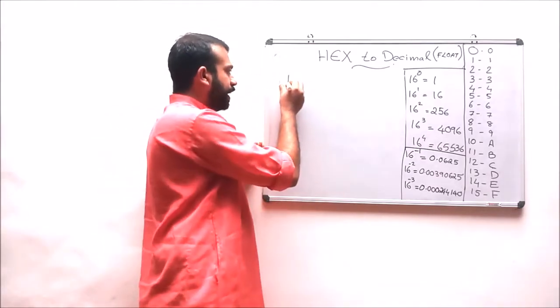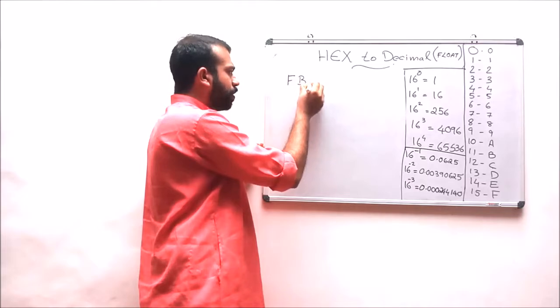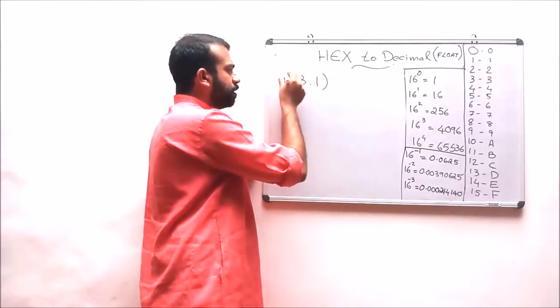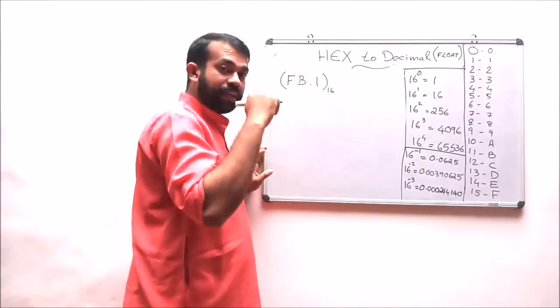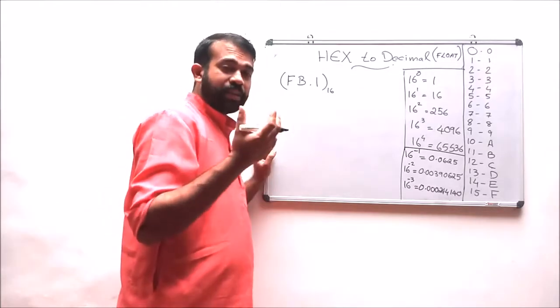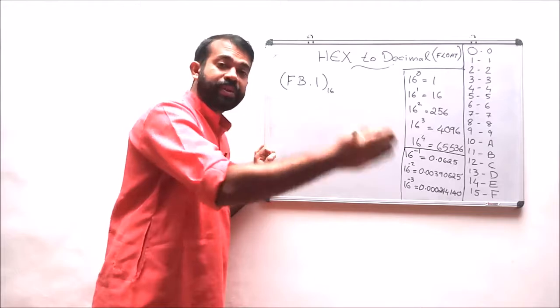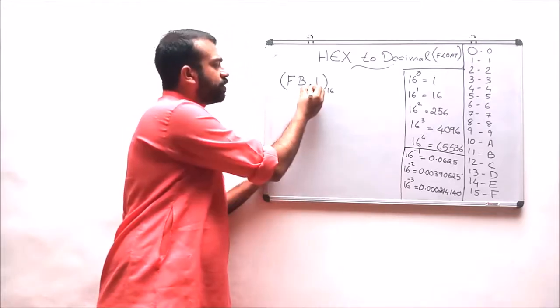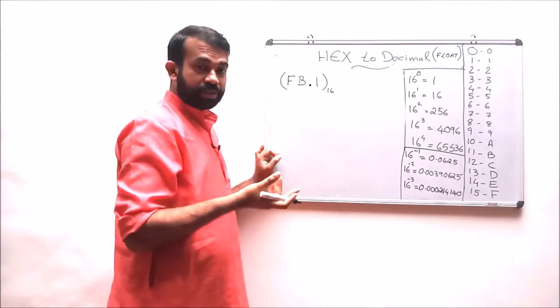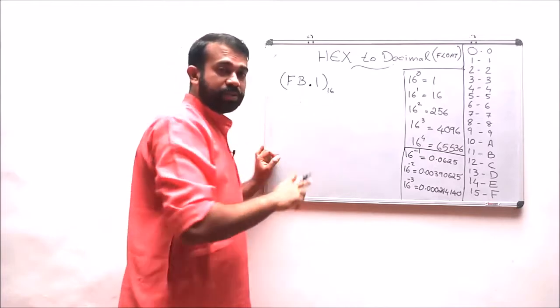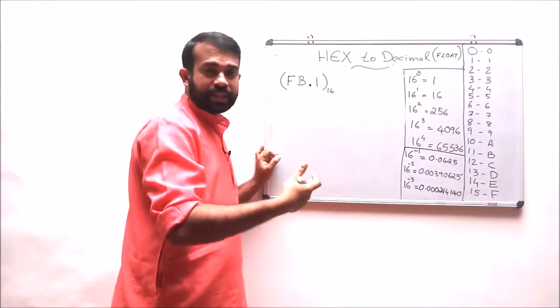So my dear students, let us consider an example. Convert FB.1 to the base 16 into its decimal equivalent. As we all know, a fractional number consists of two portions, before the fractional point as well as after the fractional point. The portion before the fractional point is known as the whole number portion, and after the fractional point is known as the decimal or fractional portion.